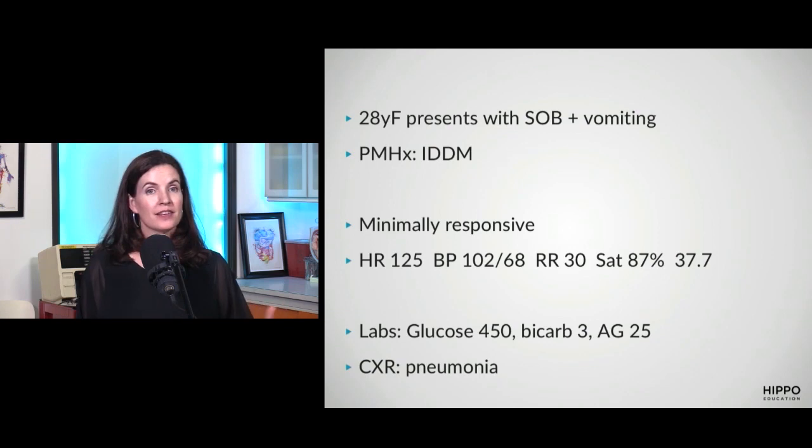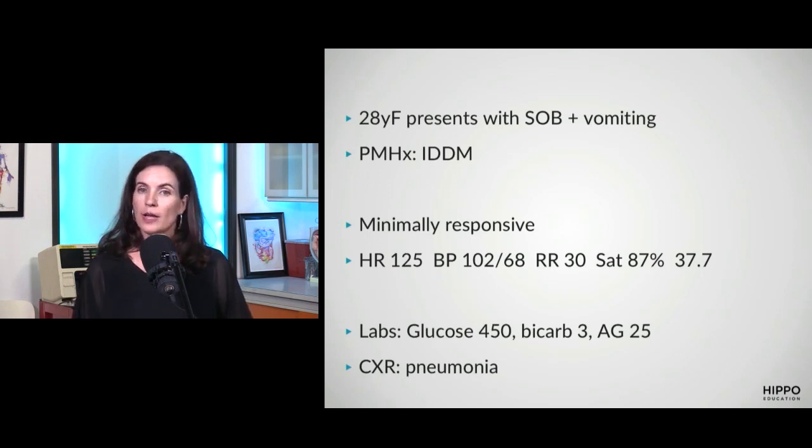So this is a case of a 28-year-old female who presented to the emergency department with shortness of breath and vomiting. She had actually been short of breath for a few days with a fever and a cough, and she had a past medical history of insulin-dependent diabetes. When we first had a look at her, she was quite drowsy and a little bit confused. She was tachycardic with a borderline blood pressure and a respiratory rate of 30, not the best sat, 87, so we put her on some oxygen, and a temperature of 37.7.